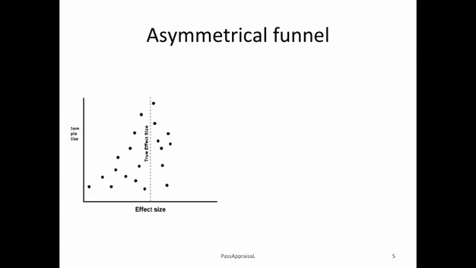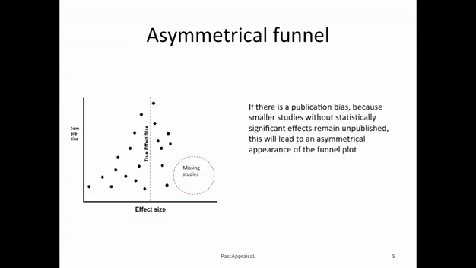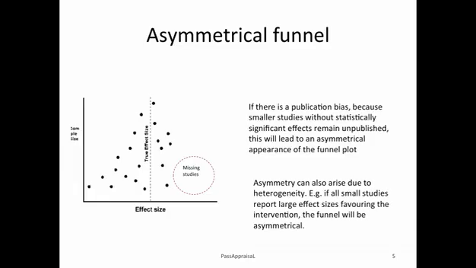What causes asymmetry in a funnel plot? If there is a publication bias, because smaller studies without statistically significant effects remain unpublished, this will lead to an asymmetrical appearance of the funnel plot. Asymmetry can also arise due to heterogeneity. For example, if all small studies report large effect sizes favoring the intervention, the funnel will be asymmetrical.